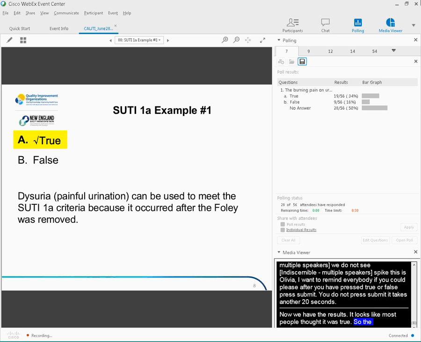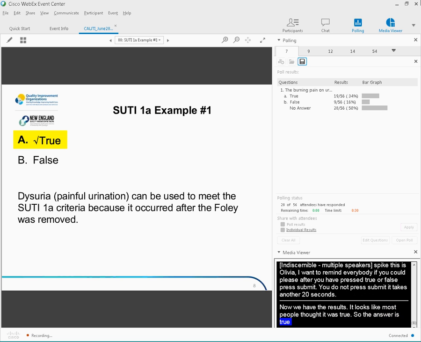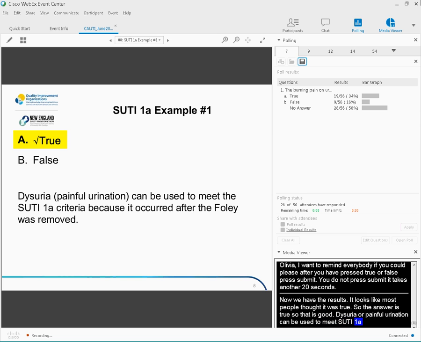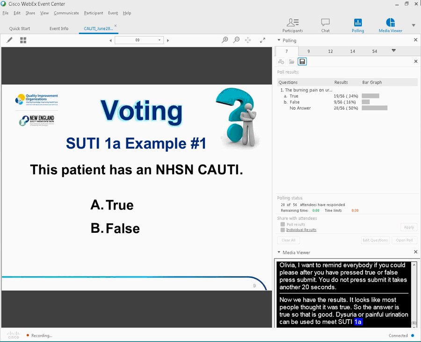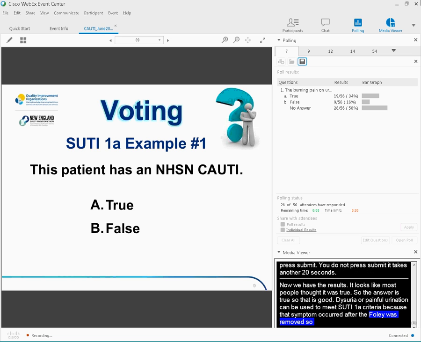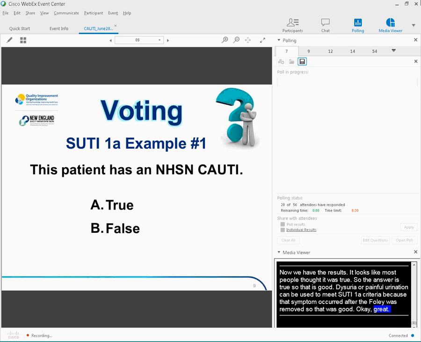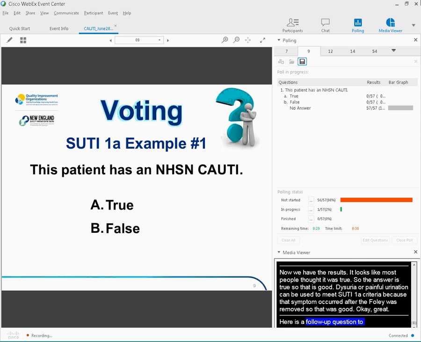So that's good. Dysuria, or painful urination, can be used to meet SUTI 1A criteria because that symptom occurred after the Foley was removed. So that was good. Okay, great. All right, here's a follow-up question to that same example. This patient has an NHSN CAUTI, true or false?